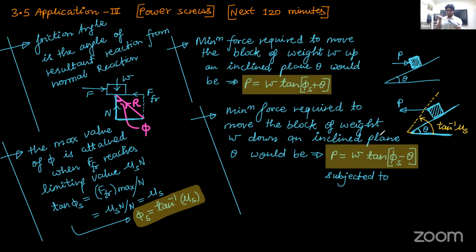If inclined plane angle becomes equal to tan inverse mu, then the block doesn't need any force to move downward. Its weight itself is going to move it downward. Its weight is enough to move it downward. So there is a condition in this last formula: the angle of inclined plane is not crossing this value.